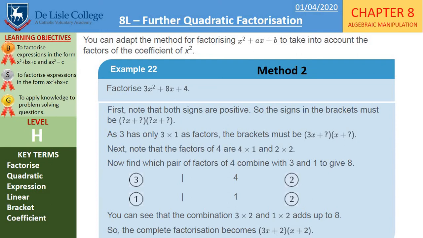Now, we have factors of 4 are either 4 and 1 or 2 and 2. So it's finding which combination will give us 8. And 8 comes from this 8x as our middle term here. So we can see that the combination 3 times 2 and 1 times 2 gives us 8. So our brackets will be 3x add 2 and x add 2.